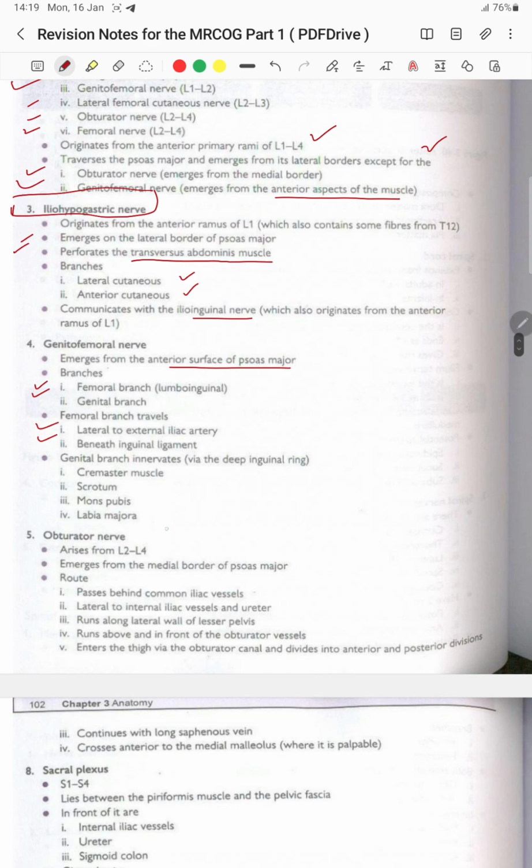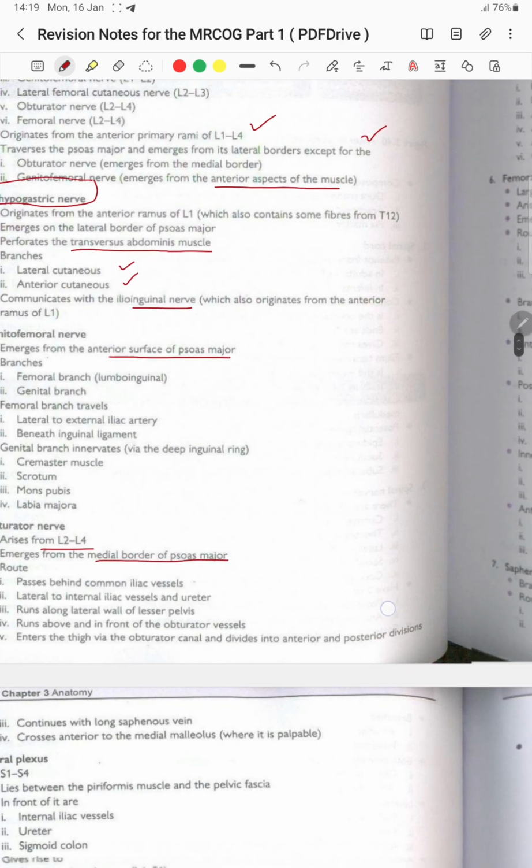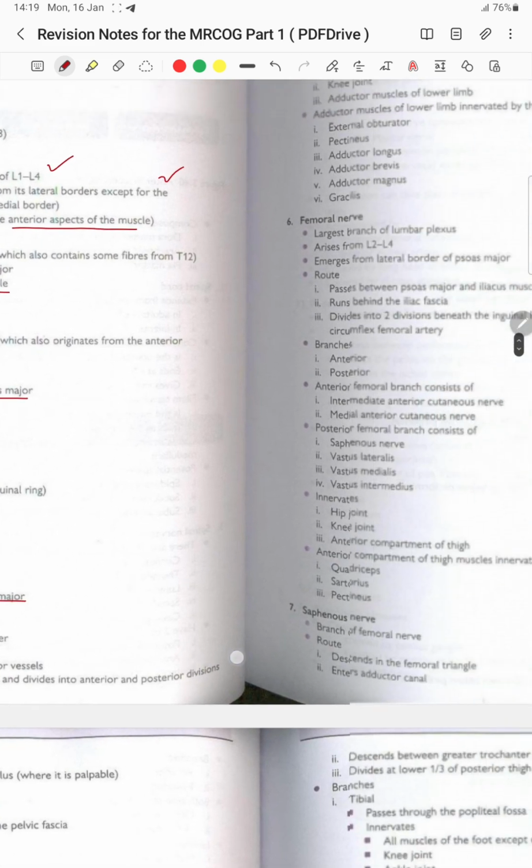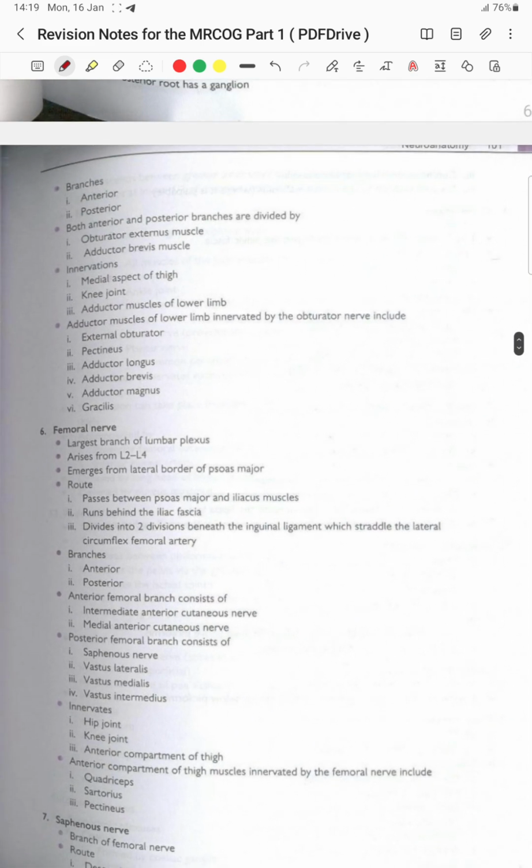The obturator nerve arises from L2 to L4 and emerges from the medial border of the psoas major. The roots pass behind the common iliac vessels, lateral to the internal iliac vessels and the ureter, and run along the lateral wall of the lesser pelvis, above and in front of the obturator vessels, and enter the thigh via the obturator canal and divide into anterior and posterior divisions.